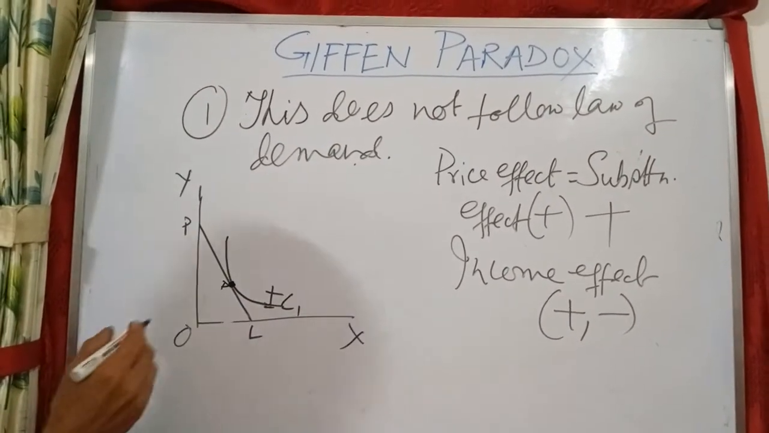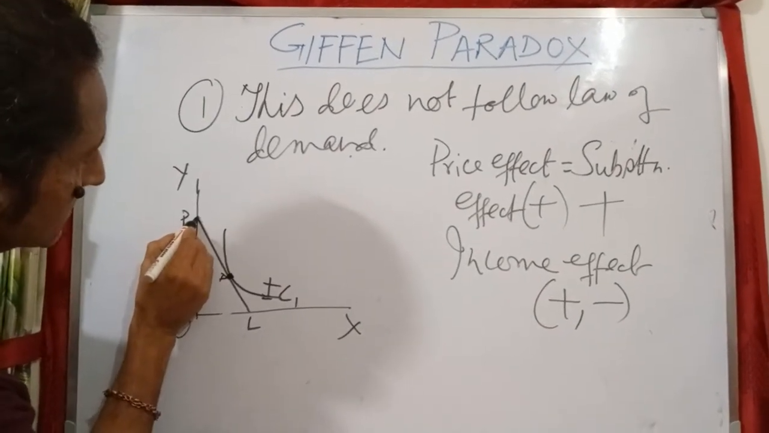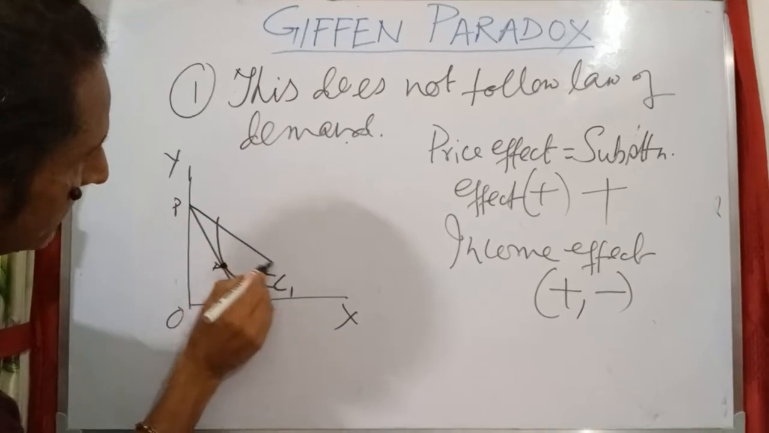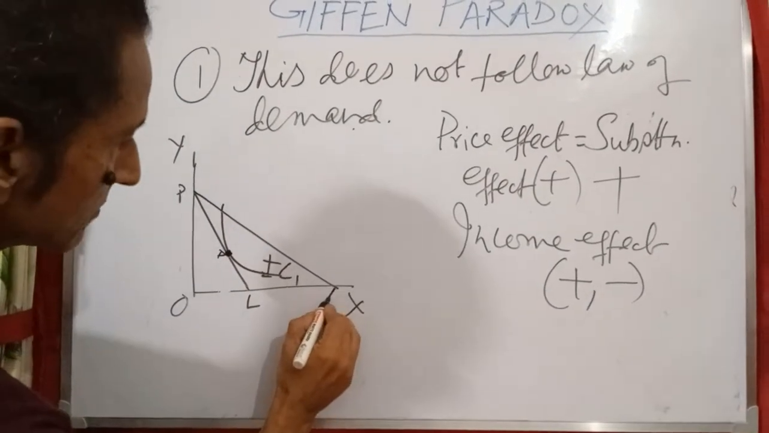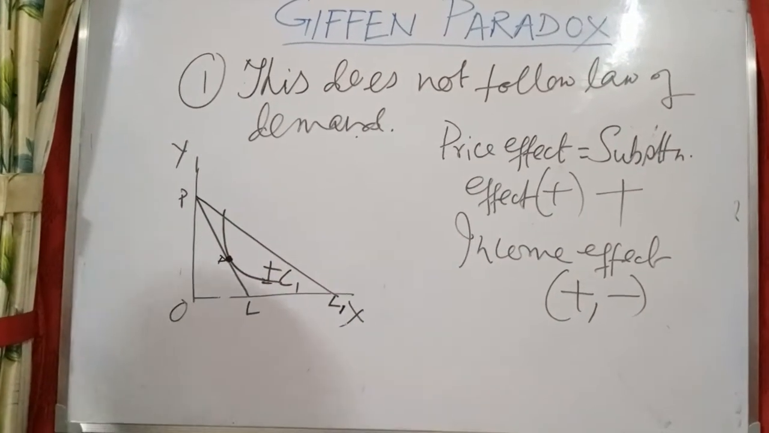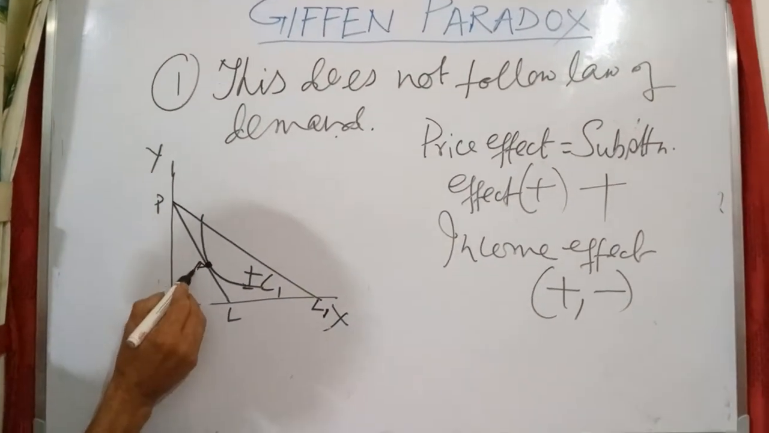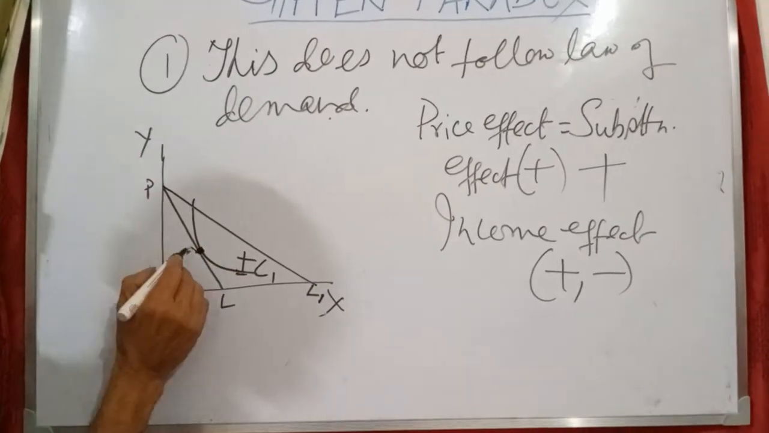Now let there be a big fall in price of X so that the budget line becomes like this. Say this is L1. So new budget line is PL1. The old budget line was PL. Sorry, let it be not P, let it be Q.